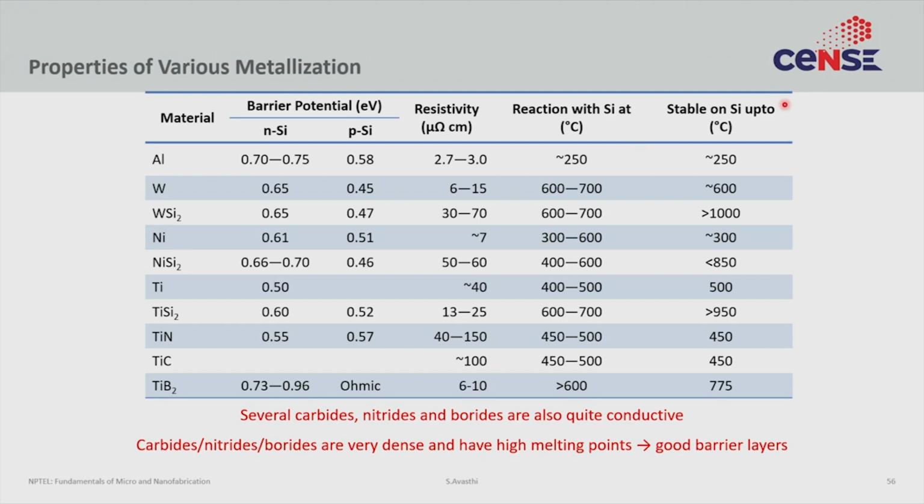Another very common material that is used is tungsten. Now, you may remember tungsten was a refractory metal, a high temperature metal that we used as a boat or as a crucible in evaporation. So, it has a very high melting temperature. Interestingly, it gives you a barrier for both n-type and p-type silicon, but not very large barriers. 0.45 is a relatively small one for p-type silicon. Resistivity is much higher than aluminum. Tungsten is not that conductive, but if you are using tungsten only in vias, then the actual length of the contact is so small that the higher resistivity is something we can live with.